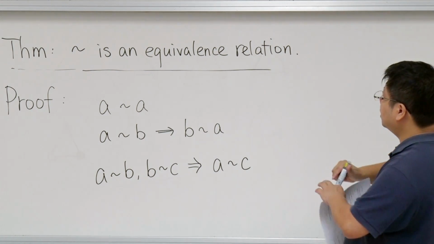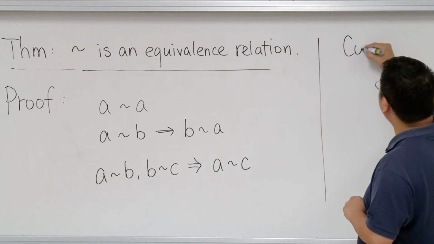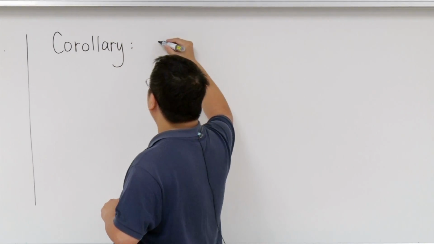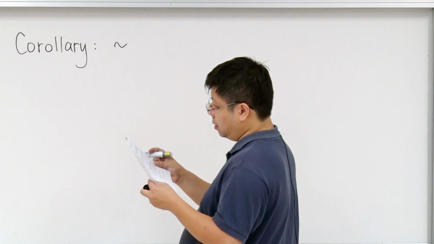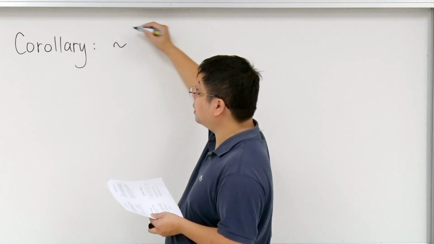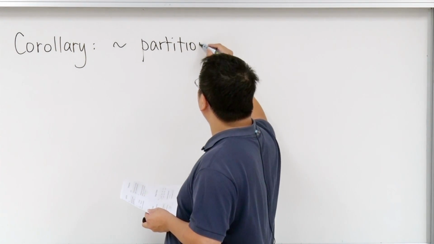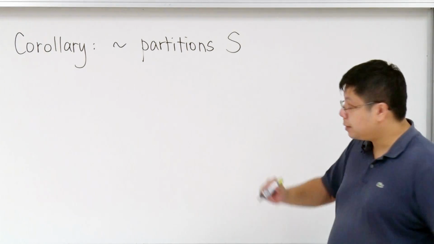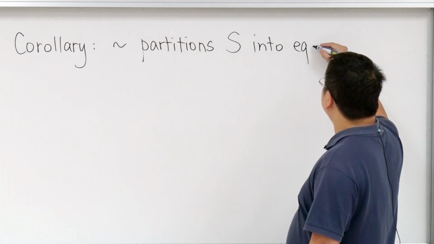Okay. So consequence. So this is the corollary. This equivalence relation can be used to partition S, the original set S, into equivalence classes.